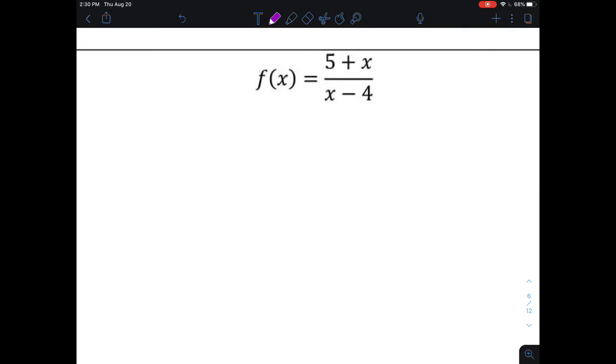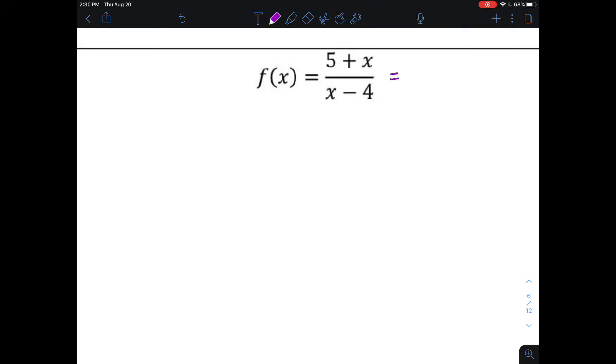Now let's find the inverse of a rational function that has a variable x in both the numerator and the denominator. So I go ahead and complete my first step, which is going to be to swap my x's and my y's and rewrite the problem. So x equals 5 plus y over y minus 4.